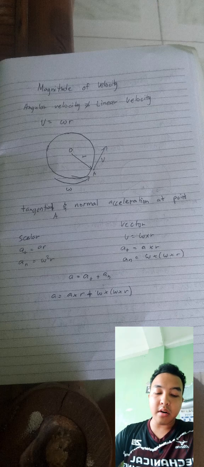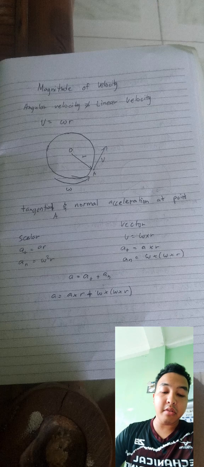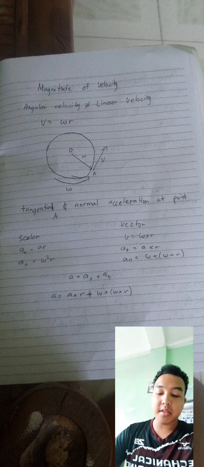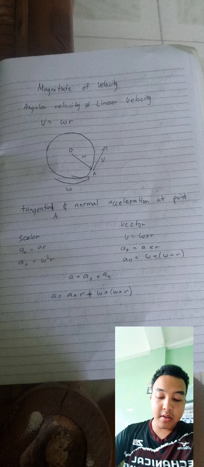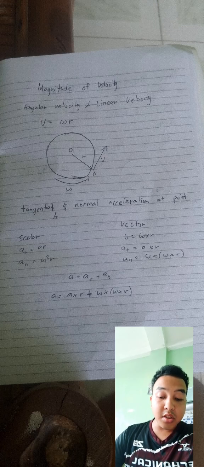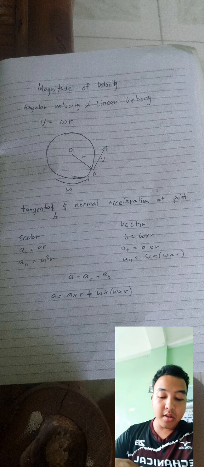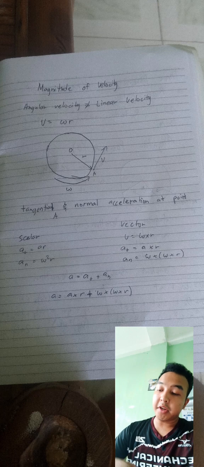So these are our equations for tangential and normal acceleration at point A. We have the scalar and the vector acceleration. Our acceleration is given by the sum of our tangential and normal acceleration. We can also use this equation.